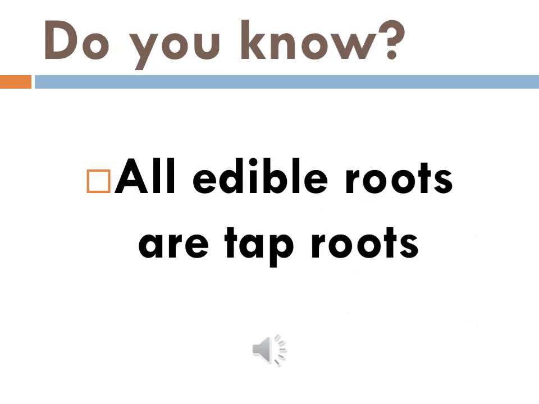Children, do you know that all edible roots like carrot, turnip, sweet potato, radish, they all are taproots. In these, the taproot part gets swollen and stores food.